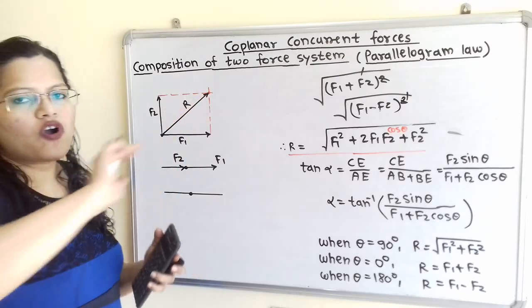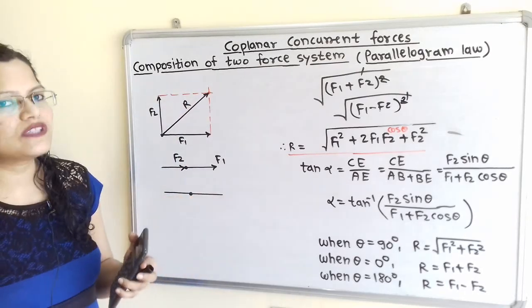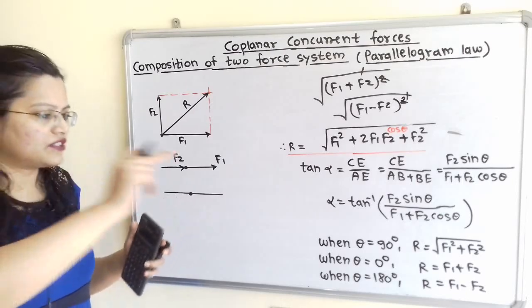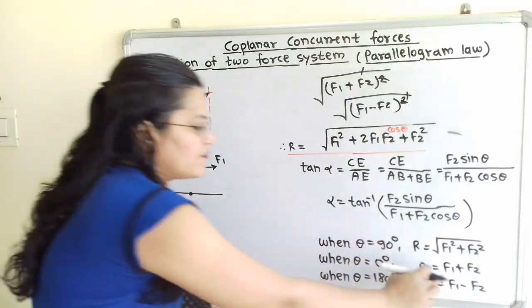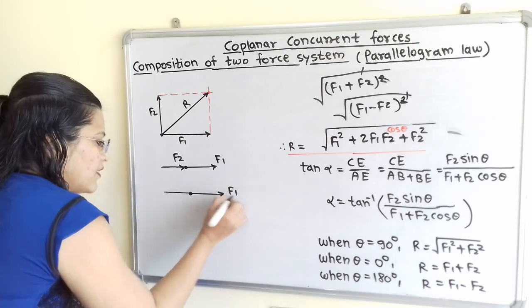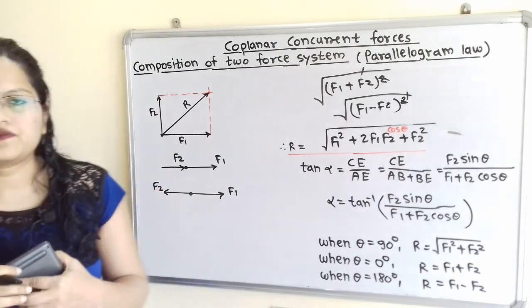So these are concurrent forces. From this same point we have to show the two forces F1 and F2 but opposite in direction, because if force F1 has a positive sign, then F2 has a negative sign. So I will show here force F1 and then in the opposite direction force F2.